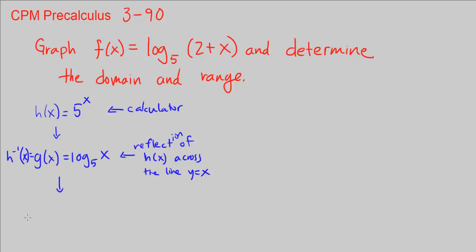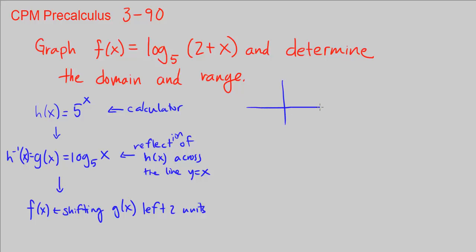So we can get f of x by looking at this graph, and since we're adding 2 in the parentheses, that means we're shifting left or right, right? And since it's plus 2, that means shifting left. We can get this by shifting g of x left 2 units. So let's do this in 3 stages. It won't take that long.